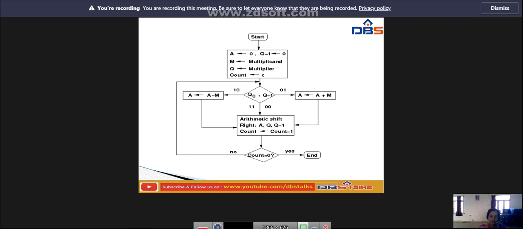This happens upon encountering the first least significant one in a string of ones in the multiplier. The multiplicand is added to the partial product upon encountering the first 0 in a string of zeros in the multiplier. And the partial product does not change when the multiplier bit is identical to the previous multiplier bit.